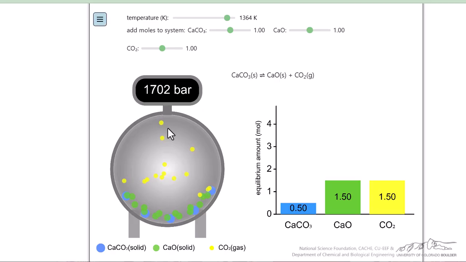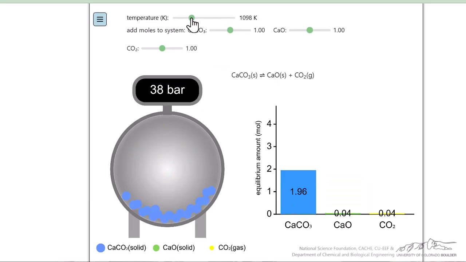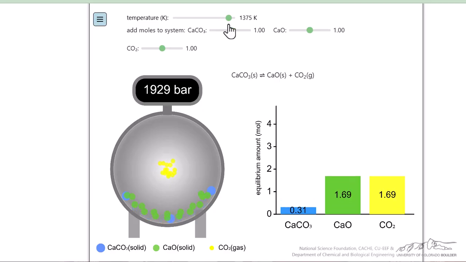So we're representing the gas as yellow. These simulated molecules are certainly moving much slower than actual molecules. The solids are in separate phases sitting at the bottom of the container. Let's go to a lower temperature. We have mostly calcium carbonate, and not very much CO2 or calcium oxide. So as we raise the temperature, equilibrium pressure goes up and we get more CO2. And of course, we can keep raising the temperature.